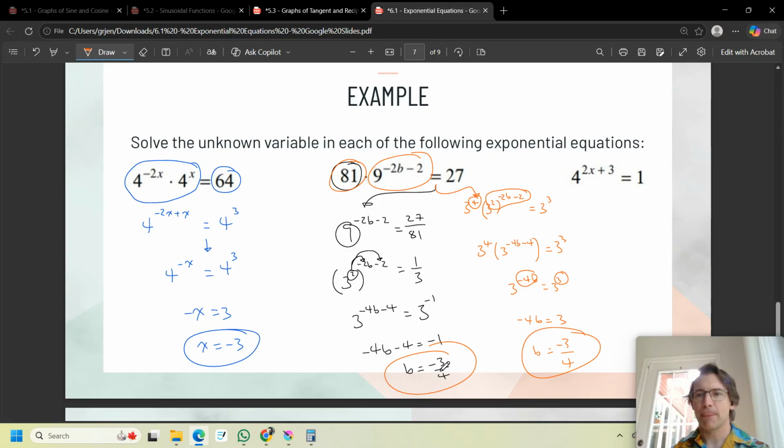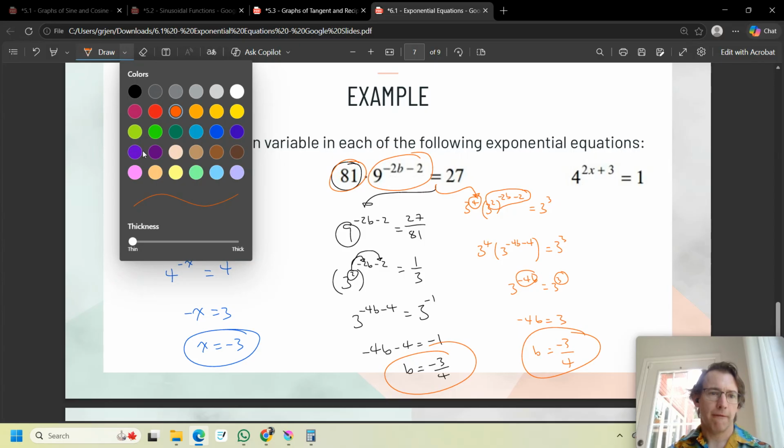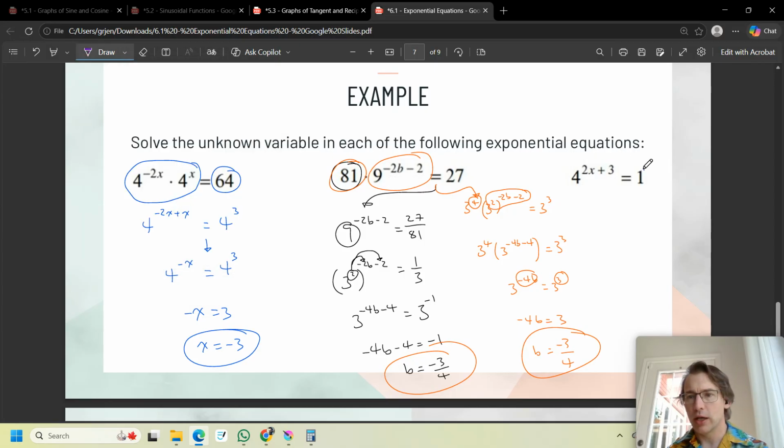Okay. Wait a minute. What? How are we supposed to write 1 as a power of 4? Well, that's the easiest question we've seen yet. This is 4 to the 0. And this is 4 to the 2x plus 3. So that is to say 2x plus 3 equals 0. And x equals minus 3/2.